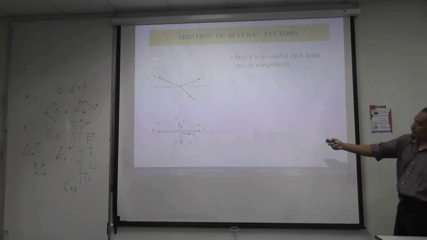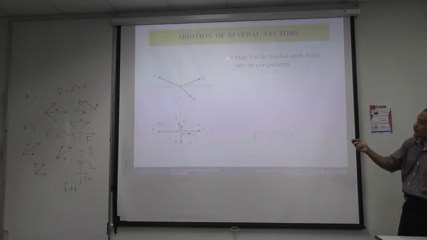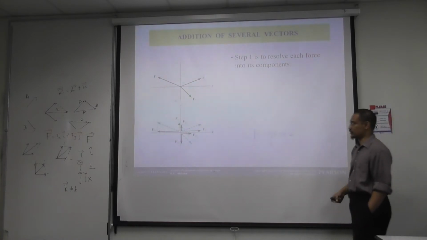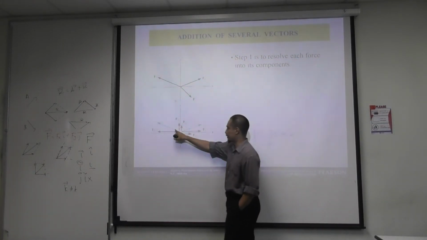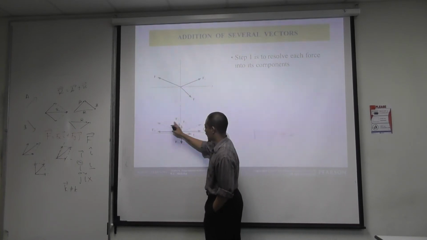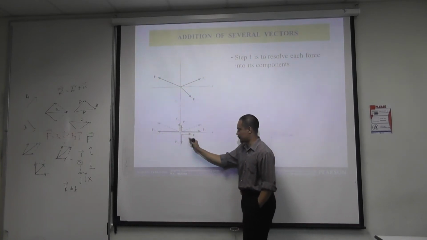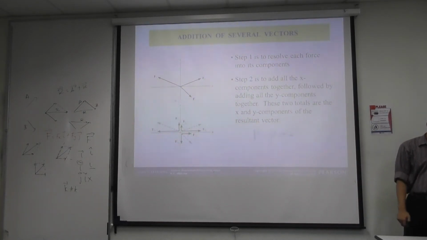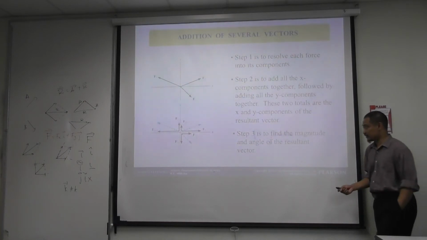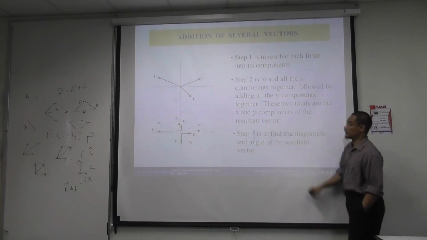So if you have multiple forces like that and you want to add them, first you resolve into x and y. For example, for F1 we have F1x and F1y, for F2 x and y, for F3 x and y. After that, you can just add all the x components and add all the y components. You have done this before, right? So this is just a refresher. And then you can get the magnitude and the angle.